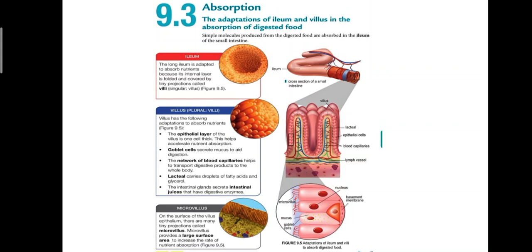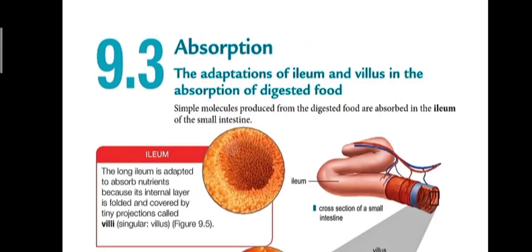The network of blood capillaries will help to transport digestive products to the whole body, and the lacteal in the middle carries droplets of fatty acid and glycerol. The intestinal gland will secrete intestinal juices that have digestive enzymes. On the surface of the villus, there are many tiny projections called microvilli. The microvilli provide a large surface area to increase the rate of nutrient absorption.